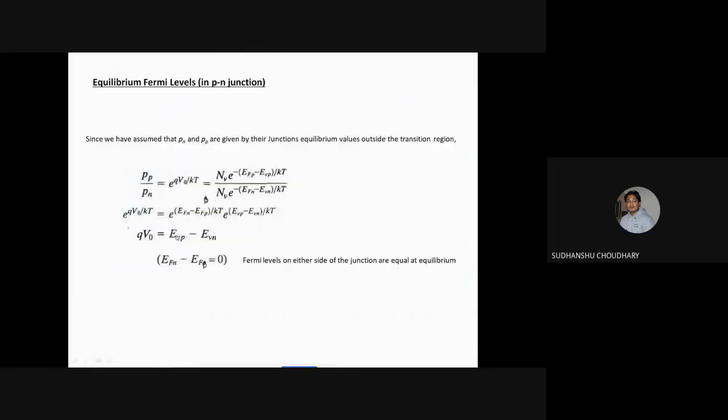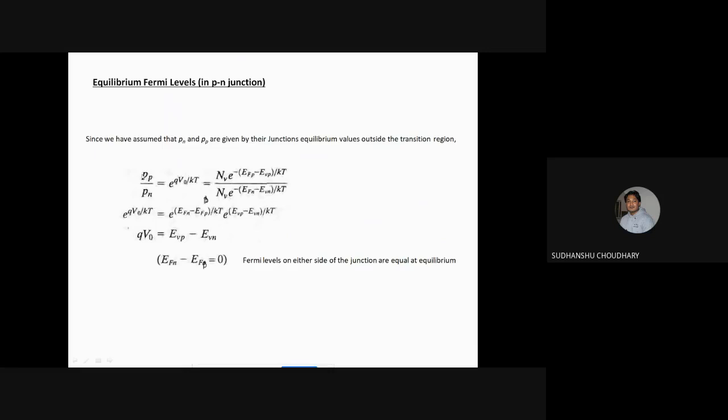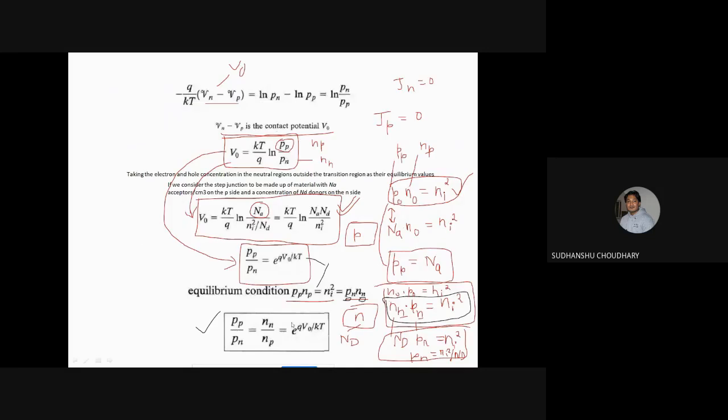Now let us copy this equation on the next page. That is Pp by Pn is e to the power qV naught by kT. So the same equation we copy here: Pp by Pn is e to the power qV naught by kT.